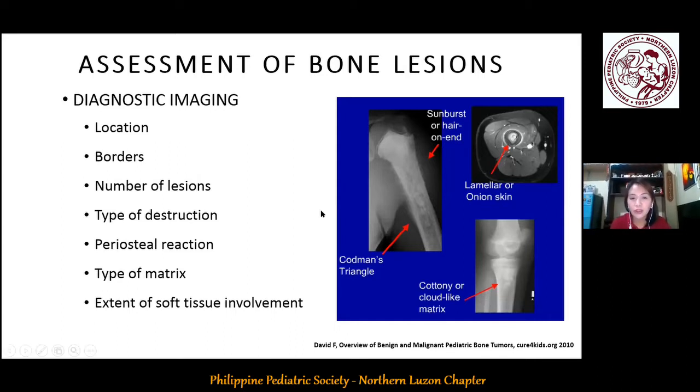osteomyelitis. Also, next you should look at the type of the matrix. As you can see here, we see a cottony or cloud-like matrix seen in osteosarcoma cases. And lastly, we should check for the extent of soft tissue involvement.